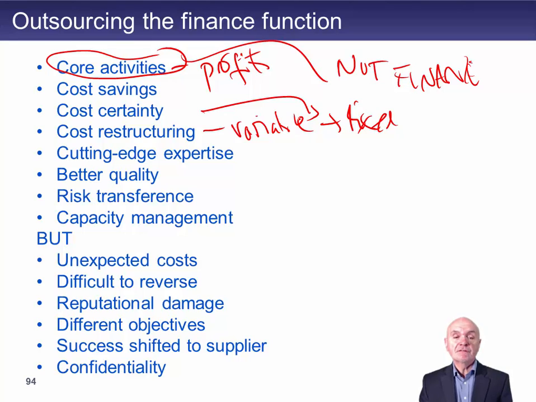Cutting edge expertise. You outsource your finance function to somebody who's got absolutely bang up to date hardware and software, gives you very quick results and all sorts of different ways of going through those results and trying to find useful information from your accounting. Better quality, could be better quality, maybe better security and so on going on there. You're outsourcing, remember, to an expert, and they may be actually better at running your accounting than trying to do it internally. Risk transference. Risk transference means if the accounting gets messed up, it's kind of their fault, not your fault.